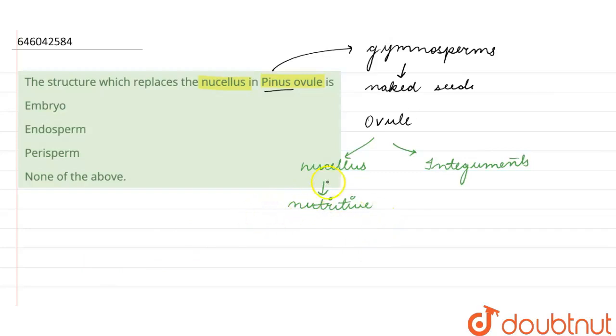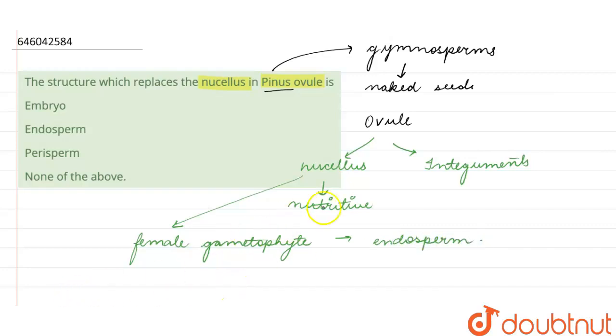Okay, now after fertilization takes place, this nucellus is replaced by the female gametophyte, which is called the endosperm. Alright, and therefore our answer will be option 2, endosperm.